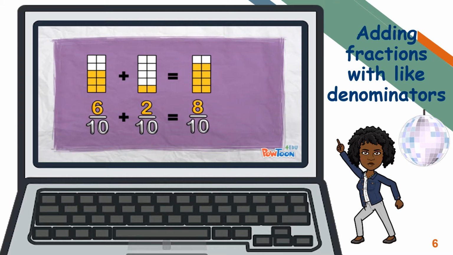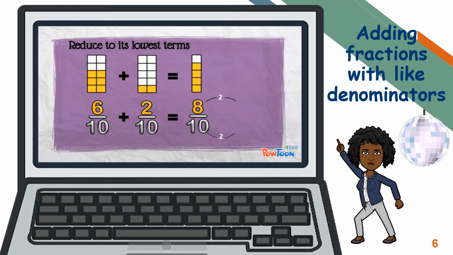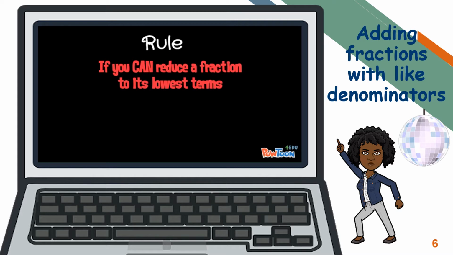But then I can say to you, I want you to reduce your fraction to its lowest terms. If you've watched my other films on fractions so far, you'll say to yourself, I know what to do here. 8 and 10 are both even numbers, so they can be divided by 2. I can simplify this fraction. And when you divide top and bottom by 2, you get 4/5. That is a simplified fraction. It is now reduced to its lowest terms. The rule is, if you can reduce a fraction to its lowest terms, have a Nike moment and just do it.